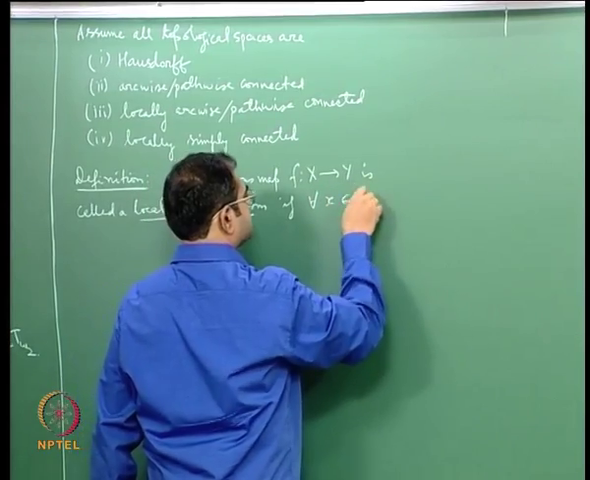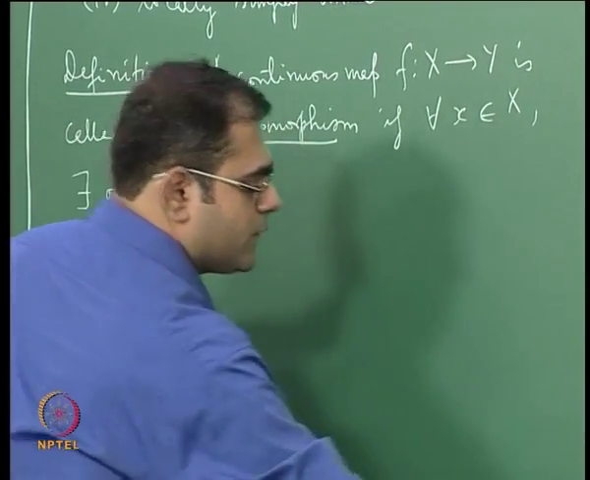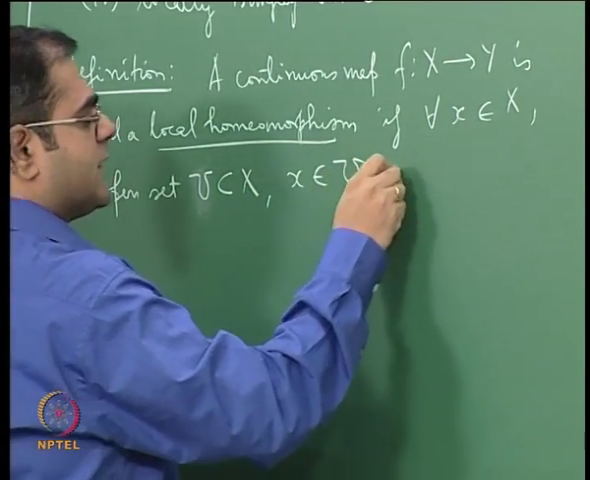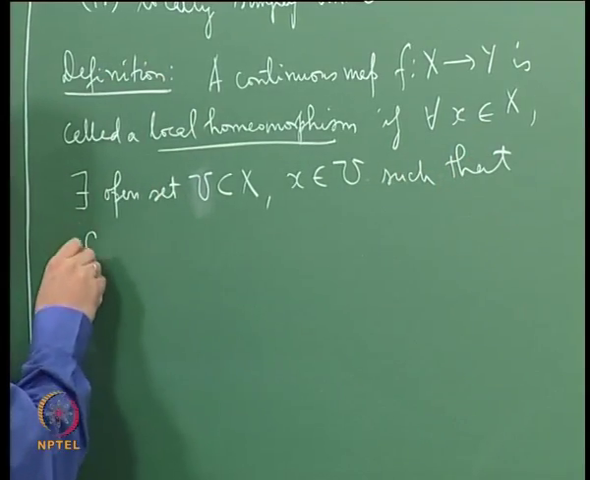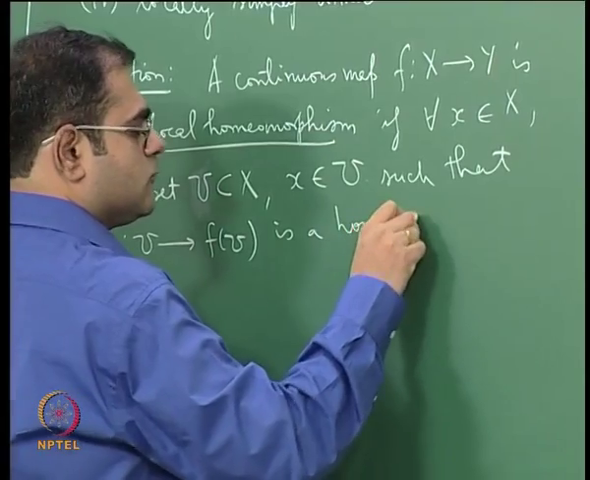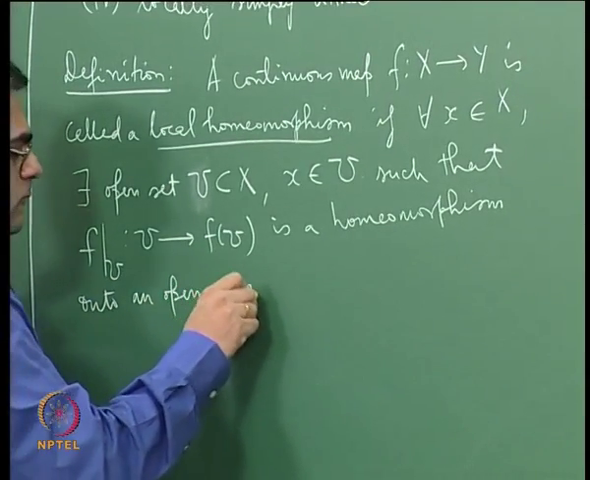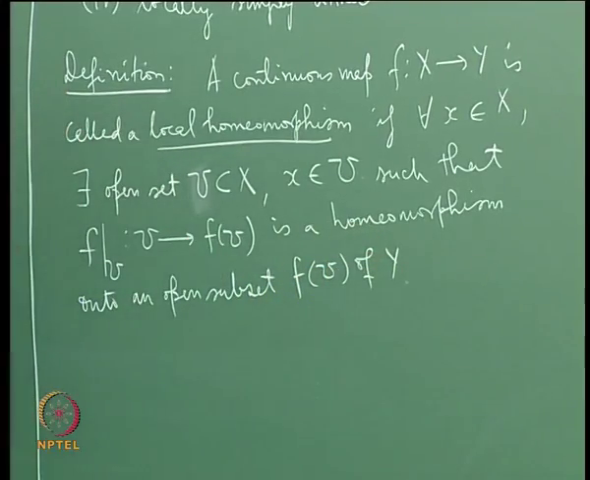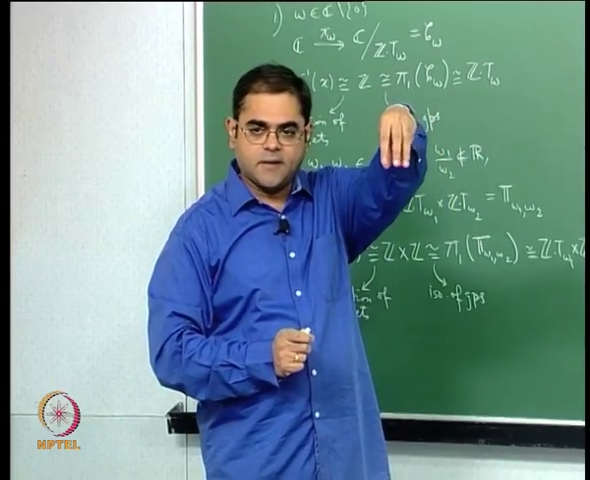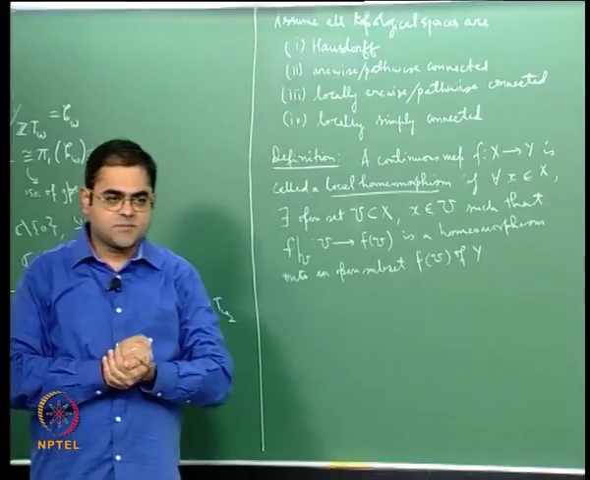for every point x in X there exists an open set U in X, x belonging to U, such that f restricted to U, from U to f(U), is a homeomorphism onto an open subset f(U) of Y, okay. So the definition of a local homeomorphism is a continuous map such that at every point I am able to find a neighborhood which this map maps homeomorphically onto an open neighborhood in the target topological space, okay.